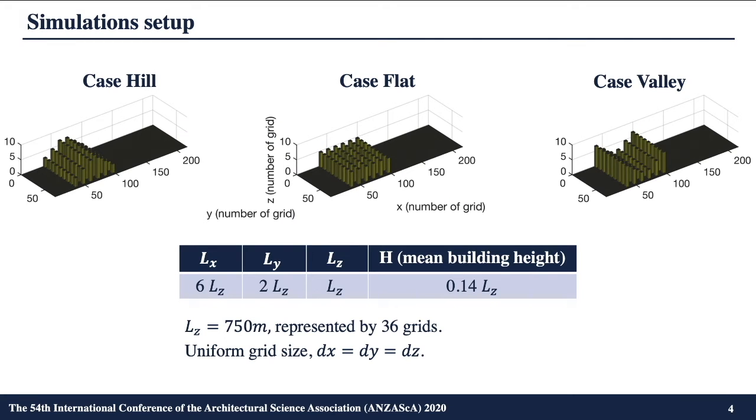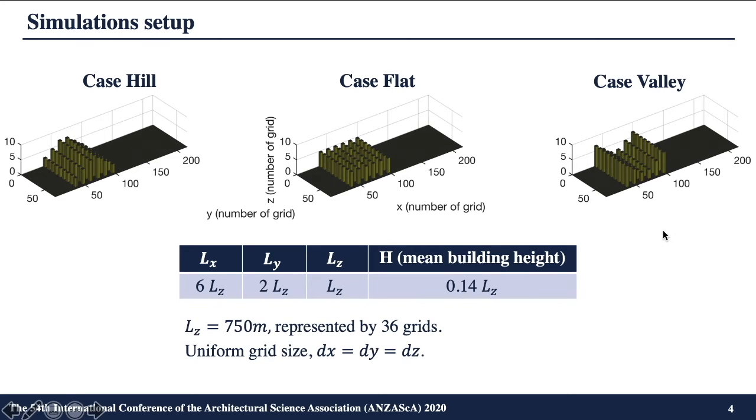Then as for the domain setup, 6 arrays of cubic buildings with 3 different types of streamwise inhomogeneity are considered. The mean building height for all cases are same, but the height of the buildings varies in streamwise direction according to 3 different types. And we call it case hill, case flat, and case valley. At the same time, this design has guaranteed that they have the same surface area to volume ratio.